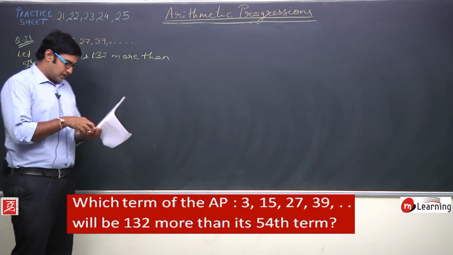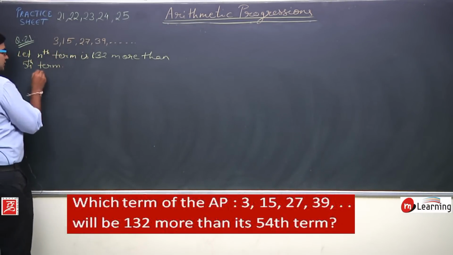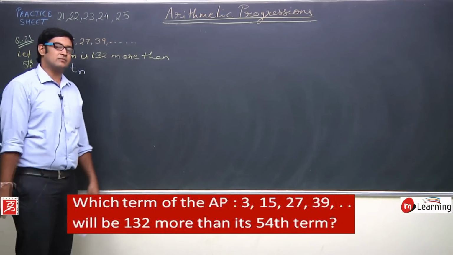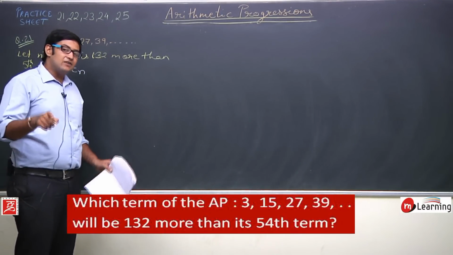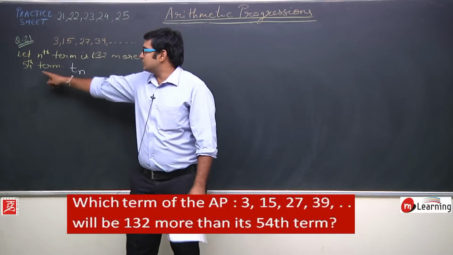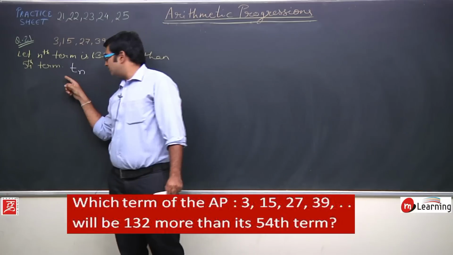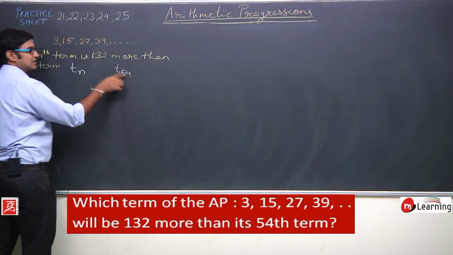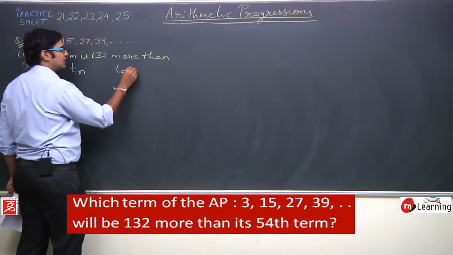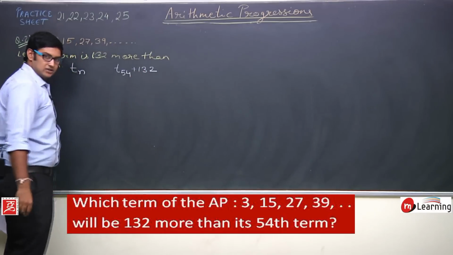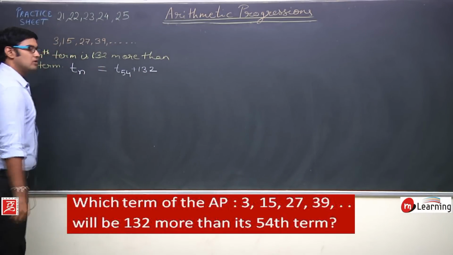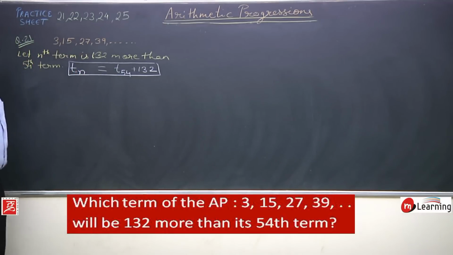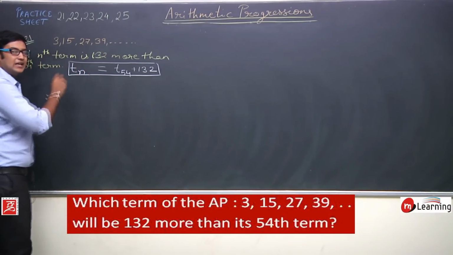So the nth term, I can write Tn, the nth term, which is 132 more than its 54th term. It means if I add 132 to the 54th term, it will become equal to Tn. Okay, if I say this is T54, it represents the 54th term. If I add 132 to it, it will become equal to the nth term, or the term which is 132 more. Okay, so I need to determine the value of this Tn.